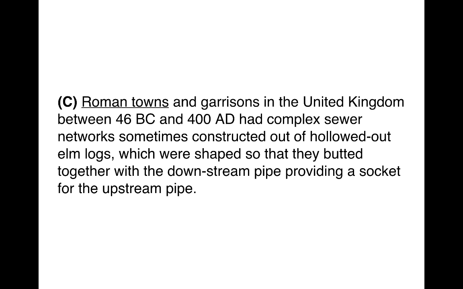So, Roman towns and garrisons in the United Kingdom between 46 BC and 400 AD had complex sewer networks sometimes constructed out of hollowed out elm logs, which were shaped so that they butted together with the downstream pipe, providing a socket for the upstream pipe. So if we summarise what this paragraph is about, it's about Roman towns in the UK, their sewer networks and what they're made out of, elm logs, and the shape of them.